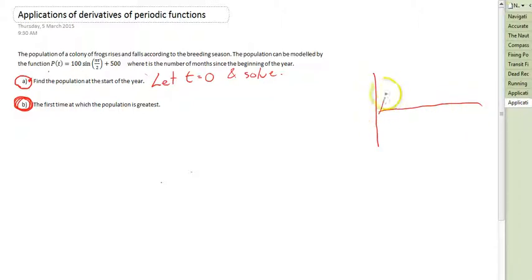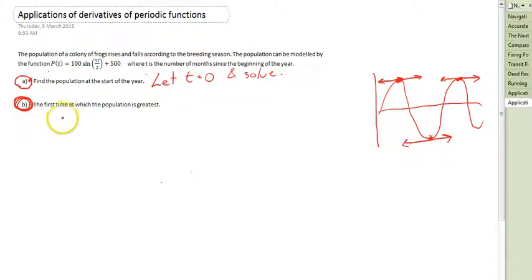It's a sine function, and it probably goes up and down, up and down. This is the point where the population is going to be greatest. Now, the reason this has anything to do with derivatives is because at any of these turning points, here or here or here, you're going to have a rate of change equal to 0. You can see the gradient of each of these lines is 0, which means the rate of change at those points is also 0.